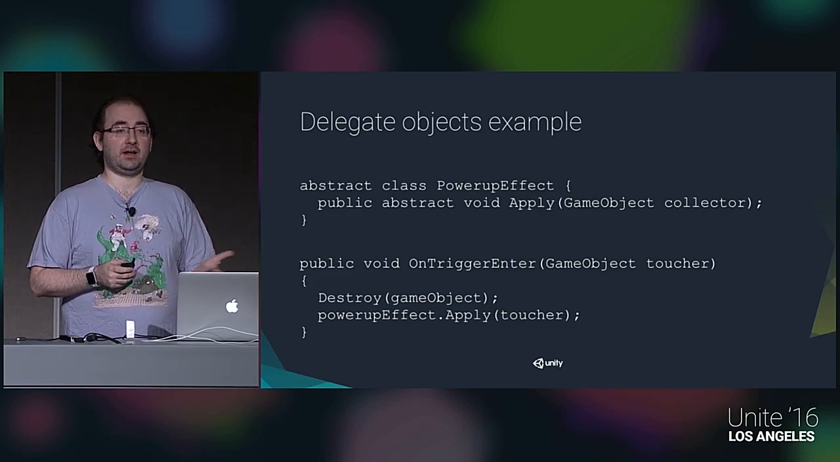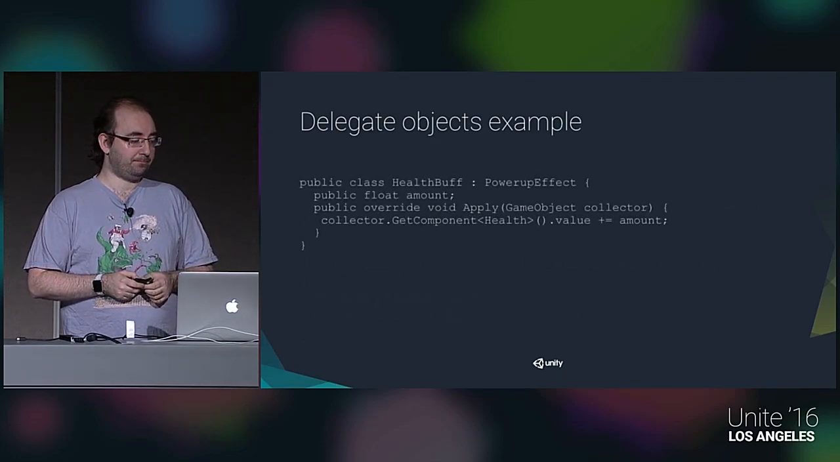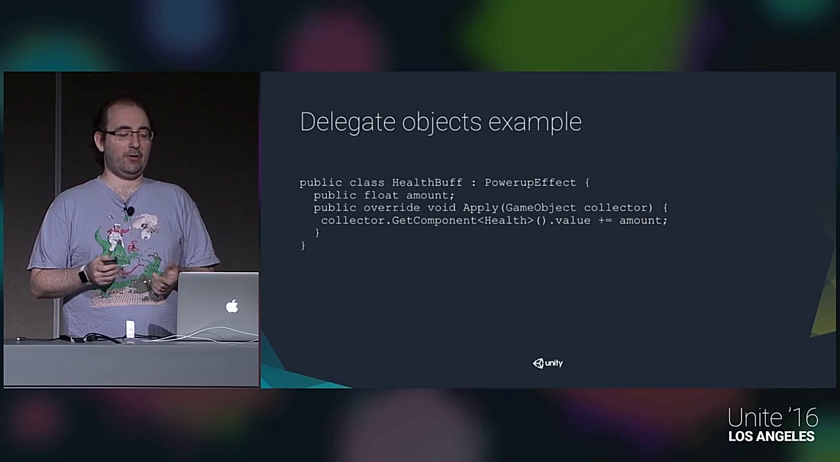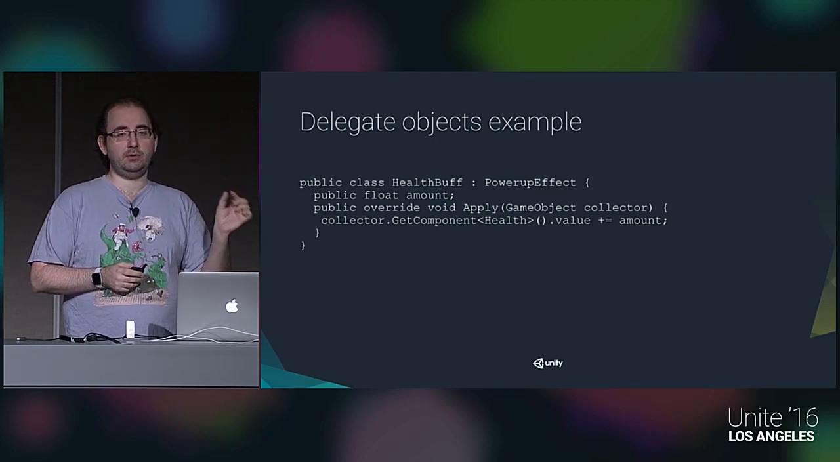So that's the kind of abstract base of it. To look at an actual example of how we would derive from that, here's something like a health power-up. We're deriving from power-up effect, implementing this apply method, and we have a tunable amount value.